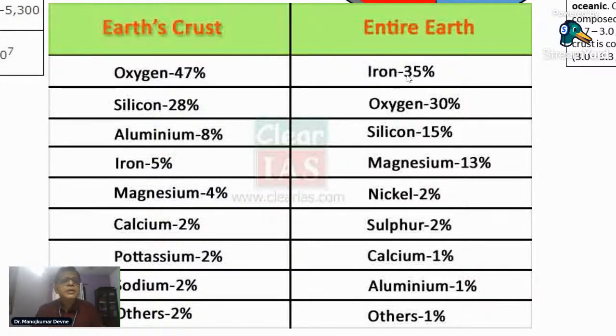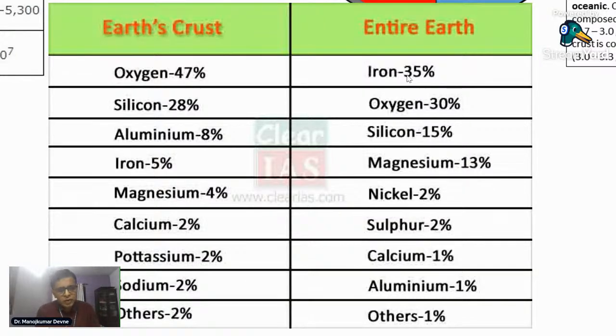Then you'll see that silicon, which is 28%, is nearly half of it. Now, what does this mean, that oxygen and silicon are 47 and 28% in the crust, and only 30 and 15% in the entire Earth? That means you have a higher concentration of these two materials in the crust, as against a very high percentage of iron in the entire Earth as compared to the crust.